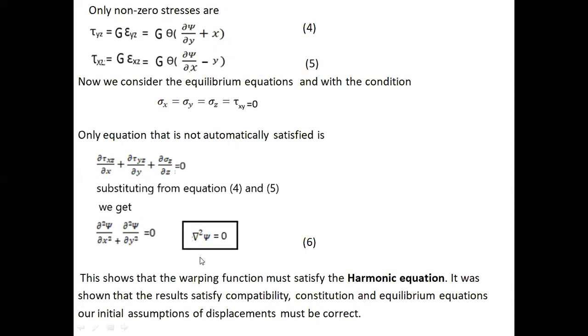That means to take care of the warping of the shaft or the member, we need to satisfy this harmonic equation, because other equations have already been satisfied. We have satisfied compatibility, constitutive, and equilibrium equations. Now, if we satisfy equation 6, then our torsional problem will be solved. Now, let's see how we do that.